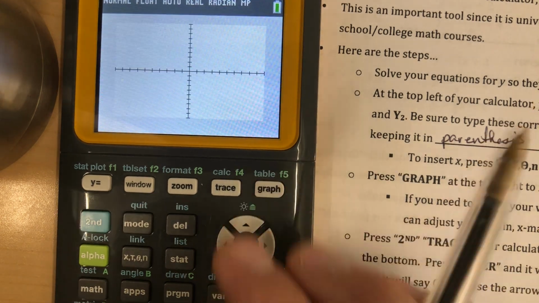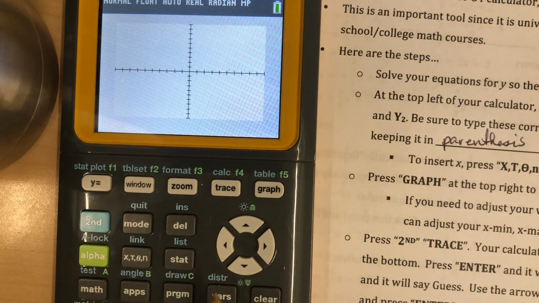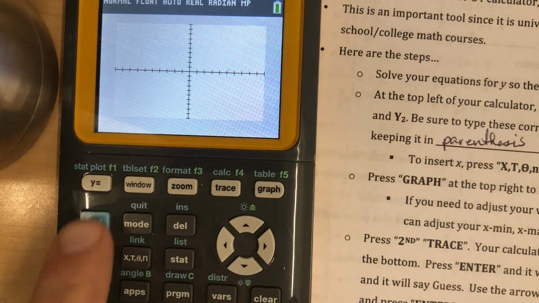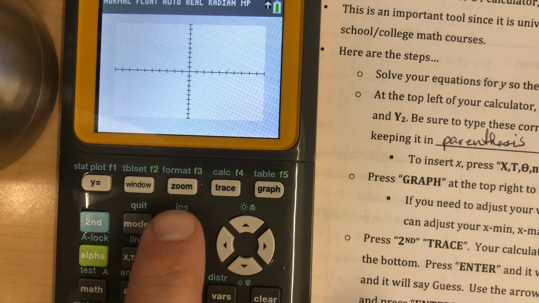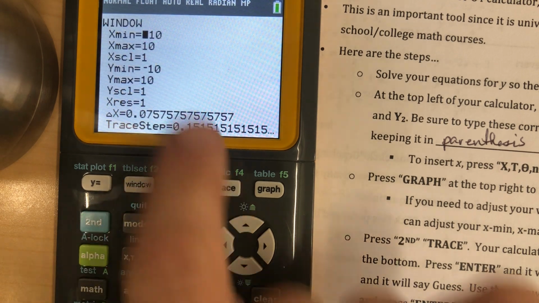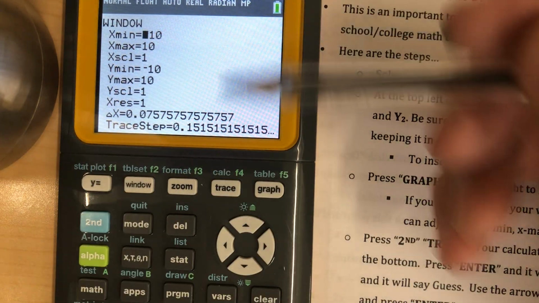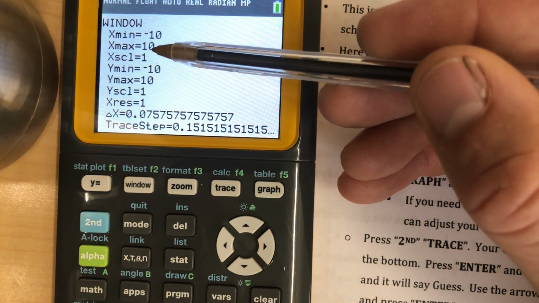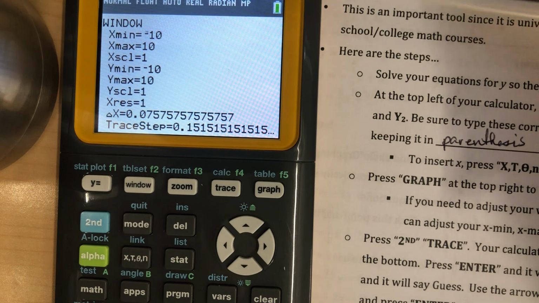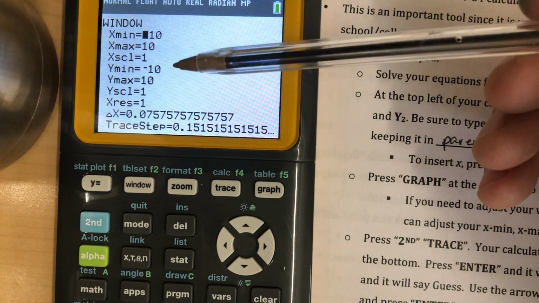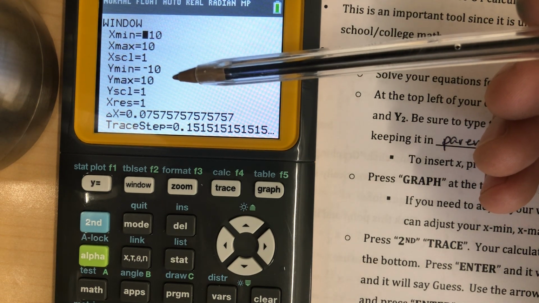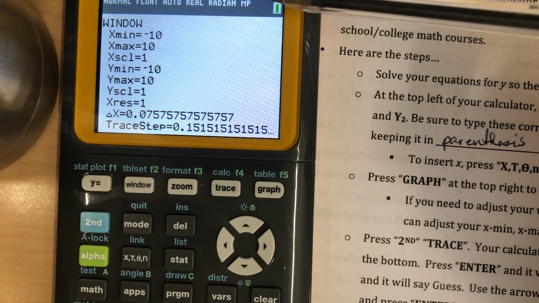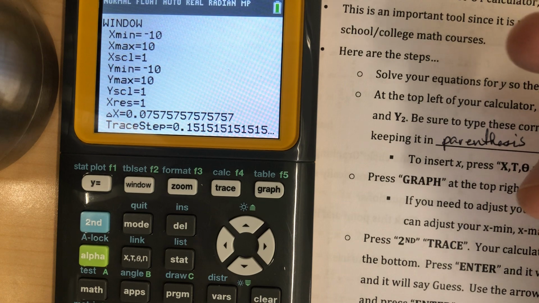You'll hit graph. It'll pull up a couple graphs on here. And then if you need to adjust your window to get the intersecting point, you can hit window, and it'll bring you to this screen right here. Now what this window button does is it shows the lowest x value and the highest x value, and you can kind of adjust those accordingly. It'll also show you the minimum and maximum y value. So you can see if the graph were up here somewhere, or if the intersection point is going to be up here, you would need to make the y max bigger.